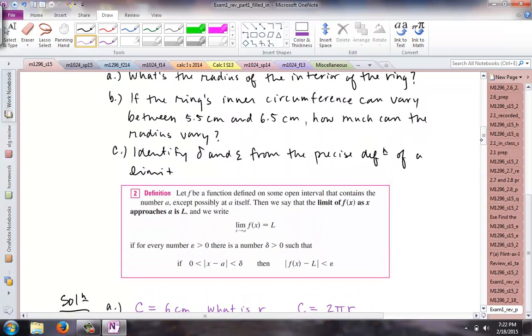Okay, part B, if the ring's inner circumference can vary between 5.5 centimeters and 6.5 centimeters, how much can the radius vary? So this is a little tricky in that the units of the circumference and the radius are the same. Before we could use the units to kind of help us navigate what was, if we're talking about volume or was it a length. So we got to be really careful here. Again, the ring's inner circumference can vary between 5.5 and 6.5. So they're talking about the circumference there. How much can the radius vary?